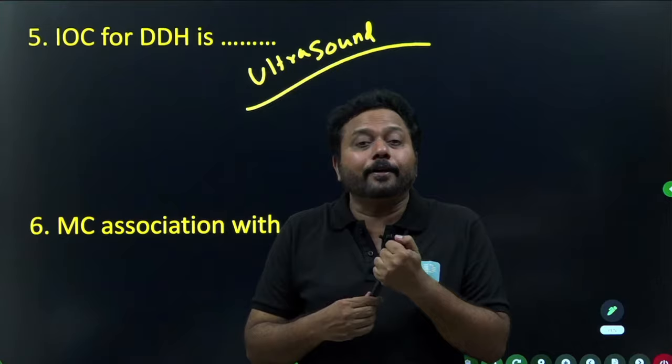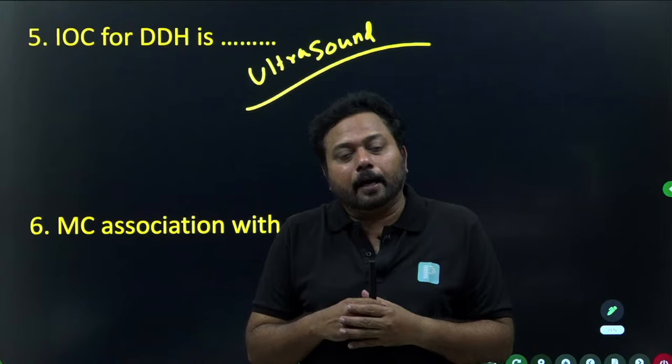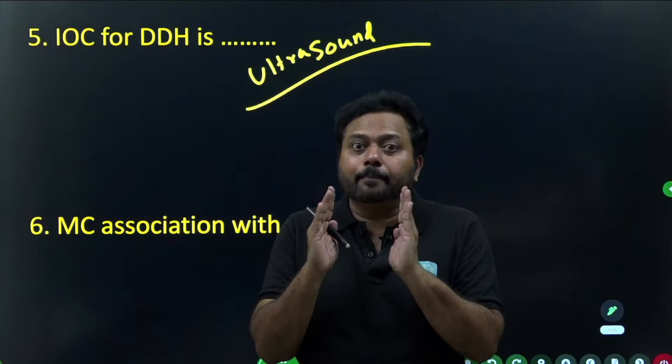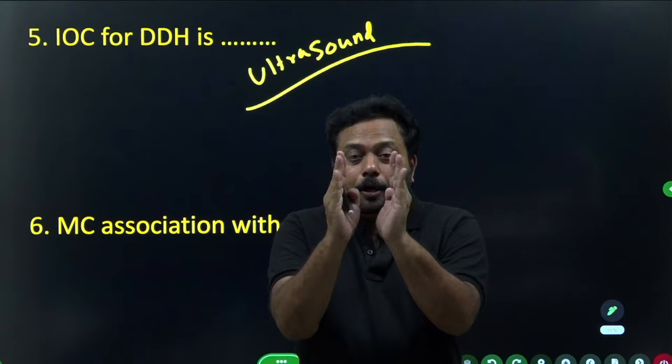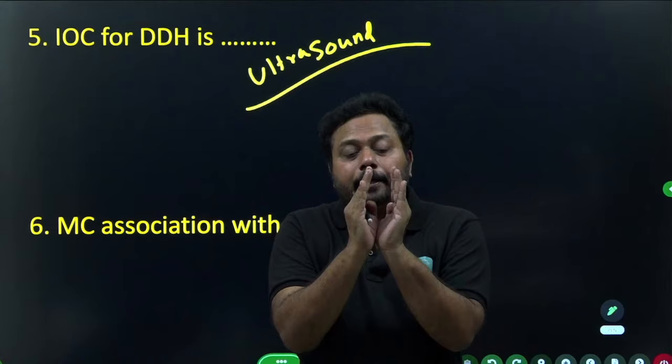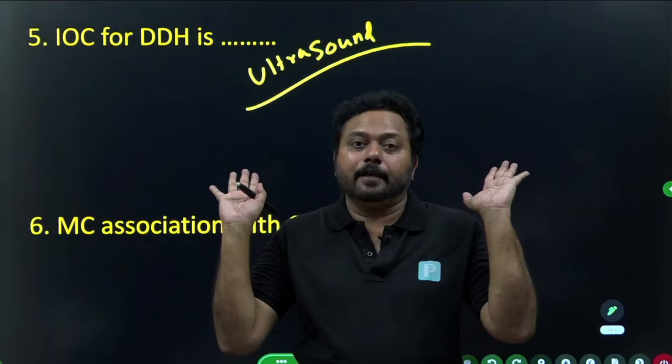What is the third thing? Galeazzi test, or Galeazzi sign, otherwise called Allis test. Make the baby lie down in a supine position. Flex both the hip joints to 90 degrees. Flex both the knee joints to 90 degrees. See the level of the knee joints. Normally, both knees should be at the same level. If it is a case of developmental dysplasia of the hip, on the affected side the knee will be at a lower level. Then it is called Allis test, otherwise called Galeazzi sign. So DDH, these are important points that can be asked.